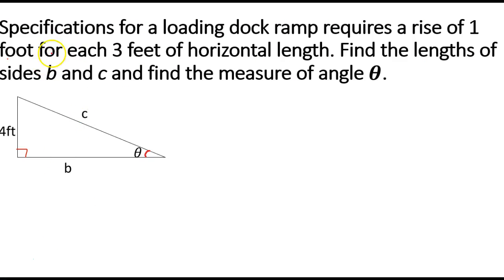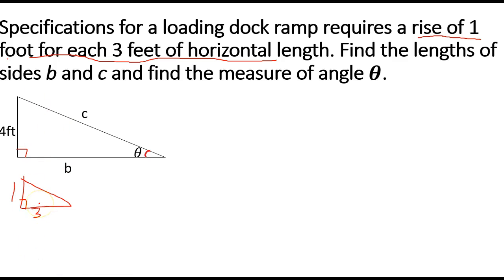Alright, let's do a word problem. We are told that this loading dock ramp requires a rise of 1 foot and 3 feet horizontal length. We're asked to find B and C and then find the measure of angle theta. Well, we have only one side we know. There's no way we can find B and C, but they gave us this information. So there will be another right triangle here with a rise of 1 and a horizontal of 3, and so these two triangles will be similar.